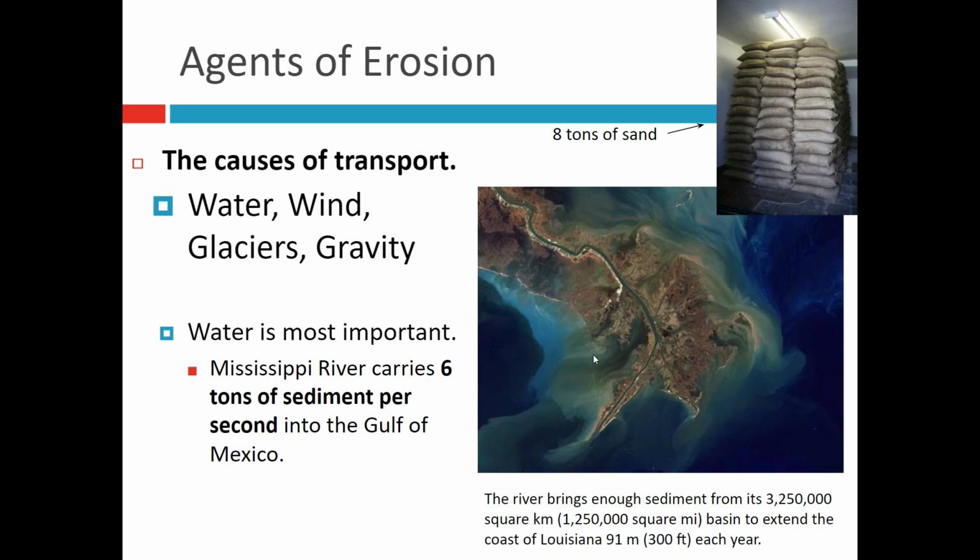It's kind of like that previous picture we saw. And I couldn't find a 6-ton picture, but there's 8 tons of sand. And imagine that, like every second coming out of the Mississippi River. So it all piles up here at the end of the river. Okay, and then it gets washed away by currents in the Gulf of Mexico.